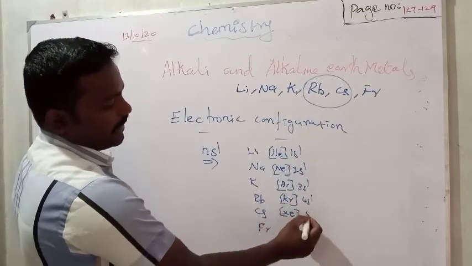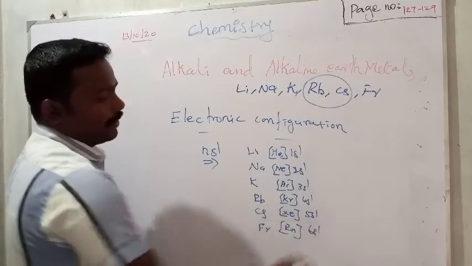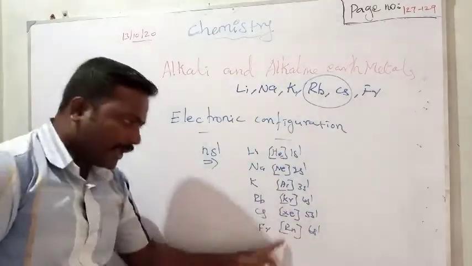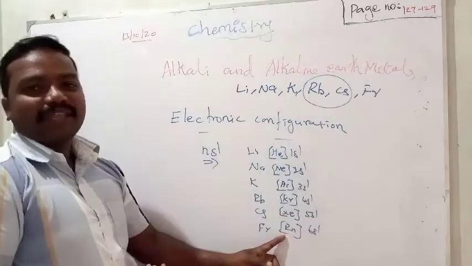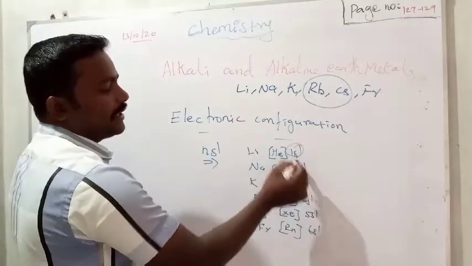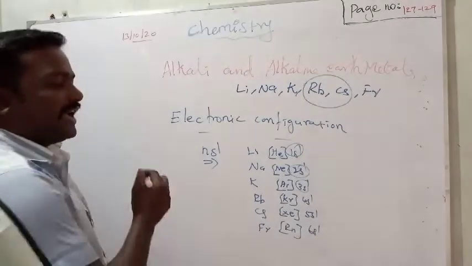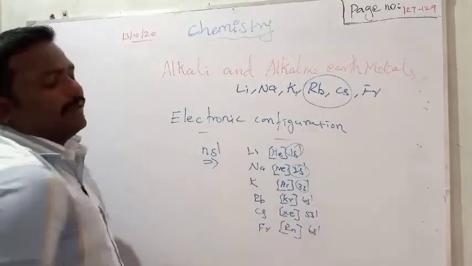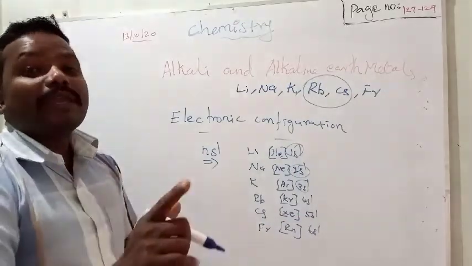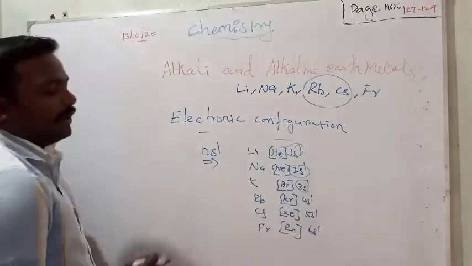xenon 5s1, radon 6s1. Like that we can write the general electronic configuration. The electronic configuration resembles the inert gas, and in the last valence shell we have 1s, 2s, 3s, like one electron in the s orbital. Listen carefully my dear students, all the valence shells have only one electron, that is also in the s orbital, very important, s subshell, right?